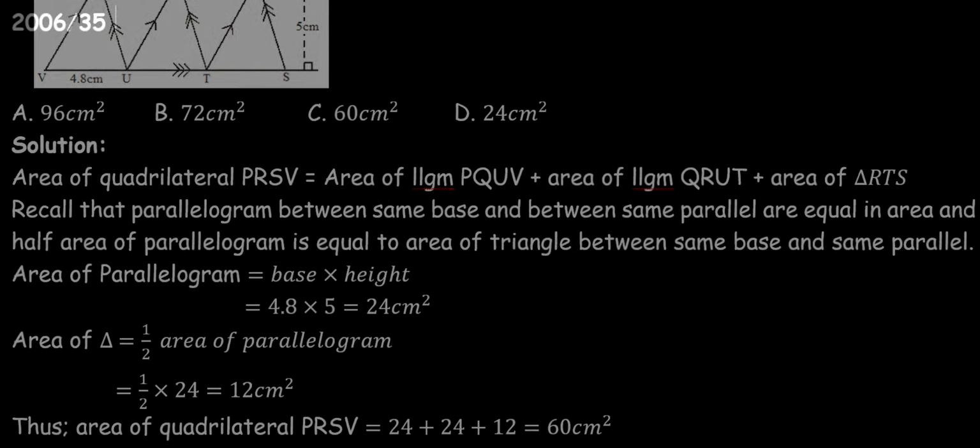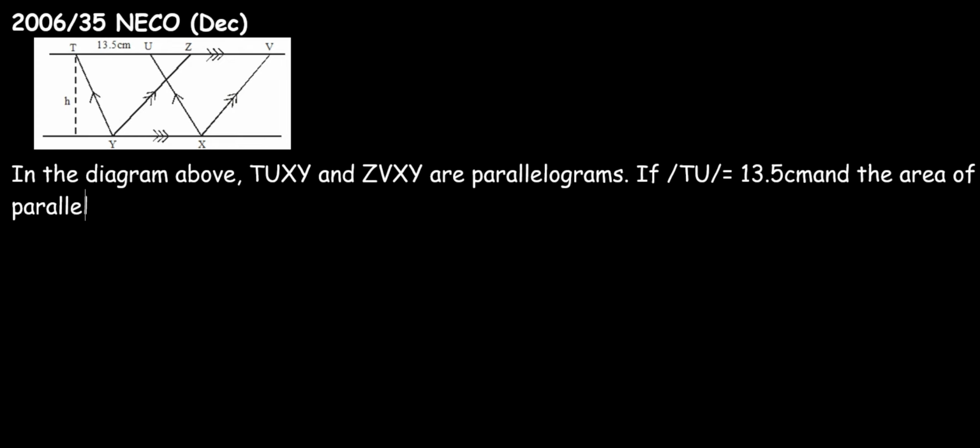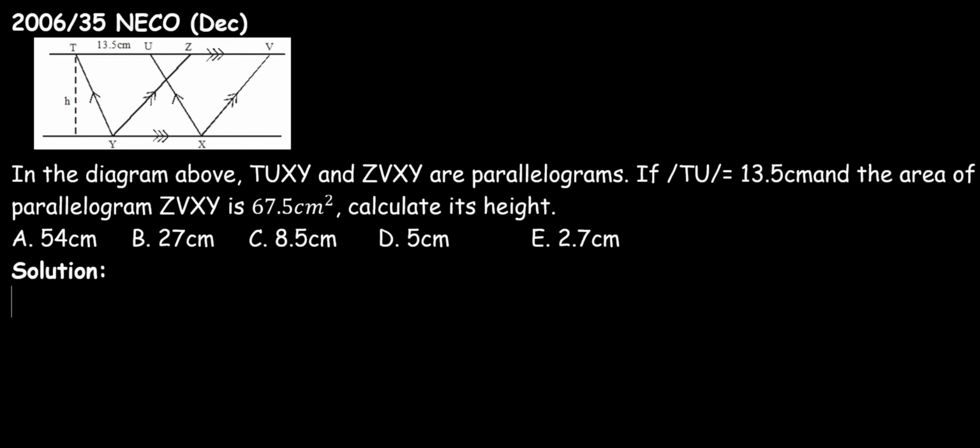Another example. 2006, 35 NECO, December. We have a diagram given there. In the diagram above, TUXY and ZVXY are parallelograms. If the distance TU is equal to 13.5 cm and the area of parallelogram ZVXY is 67.5 cm squared, calculate its height. The options are given.